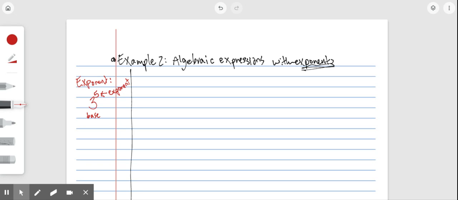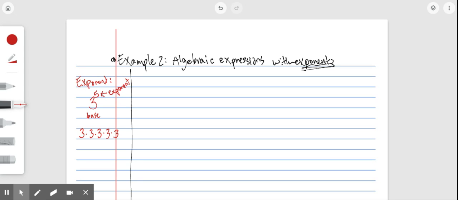Okay, and 3 to the 5th is the same as 3 times itself 5 times. 3, 4, 5. It is not 3 times 5. It is 3 times 3 times 3 times 3 times 3, which is not 15. It's going to be 9, 27, 81 times 3, whatever that is. So it's way bigger than 15.